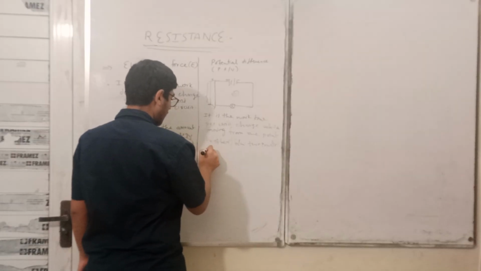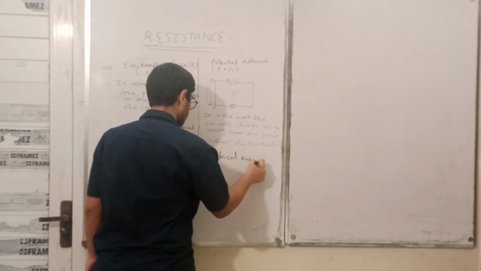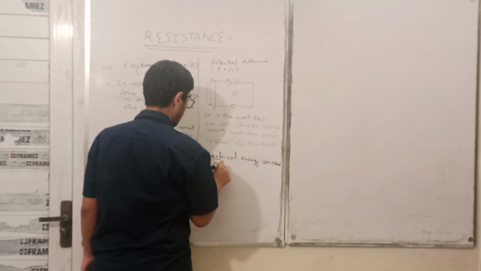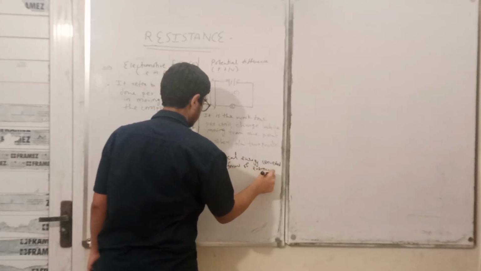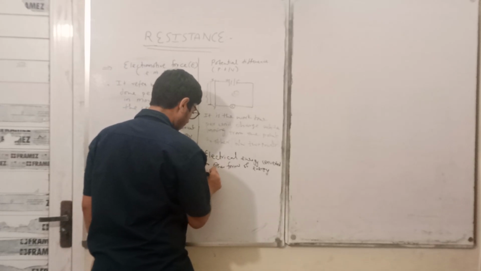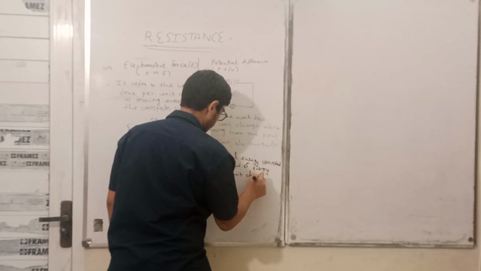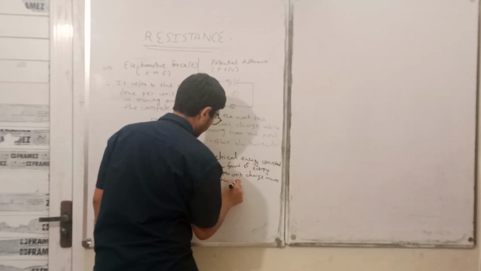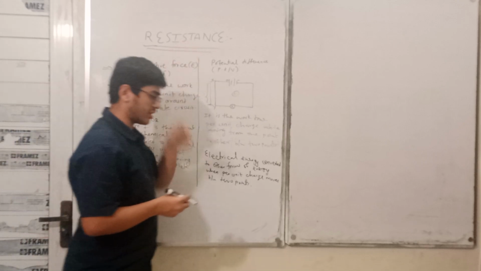Or it is the electrical energy converted to other forms of energy when per unit charge moves between 2 points. Now we can say that we can officially dive into the concept of resistance.